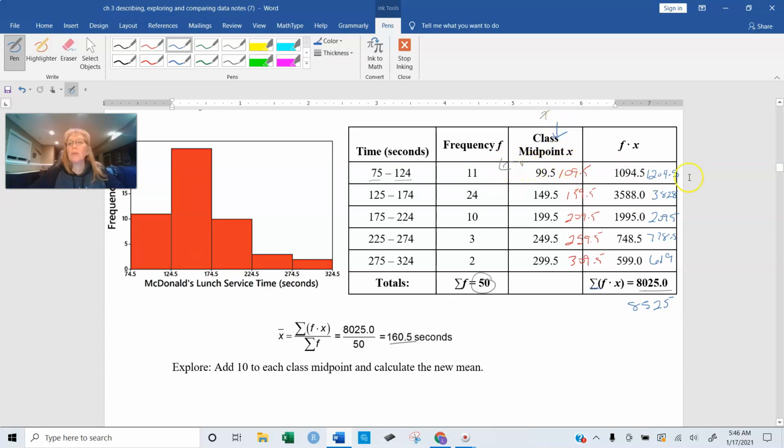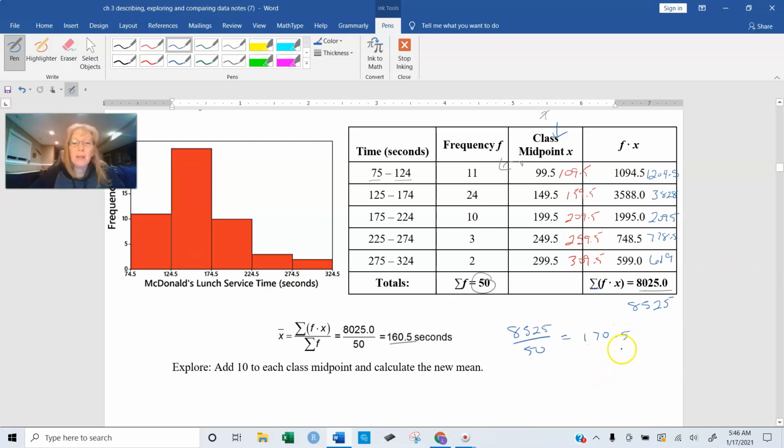Next, you multiplied these two. You should have 1204, 3828, 2095, 778.5, and 619. Adding up, you got a total of 8525. Now, when you take the 8525 and divide it by 50, you should have gotten 170.5.